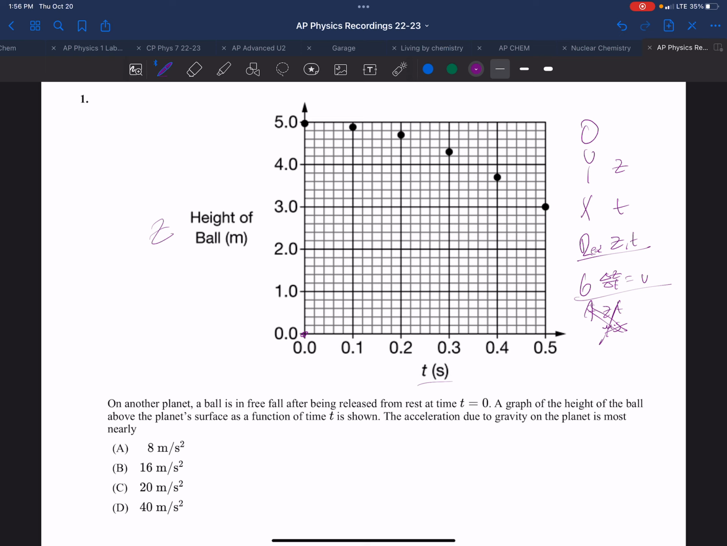So then we get to the question, another planet. That means it's not Earth and not g equals 10 meters per second squared. That's why that's important. It's in free fall from rest, so v0 equals 0. Function of time, acceleration caused by gravity. So what is the acceleration?